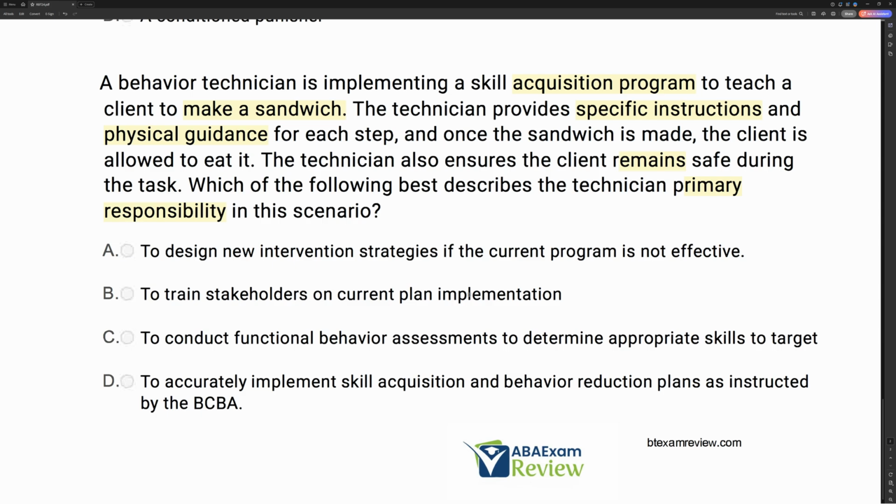B, train stakeholders on current plan implementation. Also not the primary responsibility of the technician. Can technicians help with parent training? Of course, but it is not their primary role. C, conduct functional behavior assessments to determine appropriate skills to target. Can technicians help? Yes. Is that the primary role? No. D, accurately implement skill acquisition and behavior reduction plans as instructed by the BCBA. Yes. That's the primary responsibility of the technician. Implementation of the treatment plan as trained and directed.